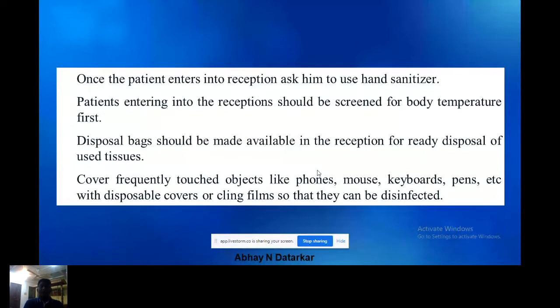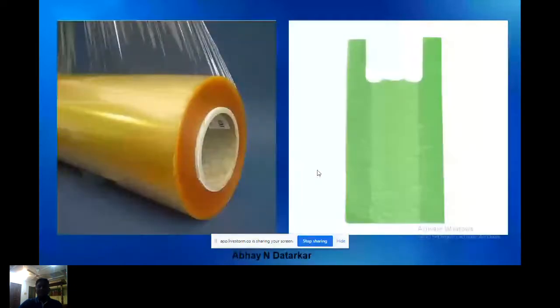Things like phones, mouse, keyboards, pens, etc., should be covered with disposable covers. Or we can use cling film so that they do not need to be disinfected. This is just an example of cling film. These are basically films used for wrapping food. It's very cost effective also. We can cut it and just throw it away when you finish your procedures.